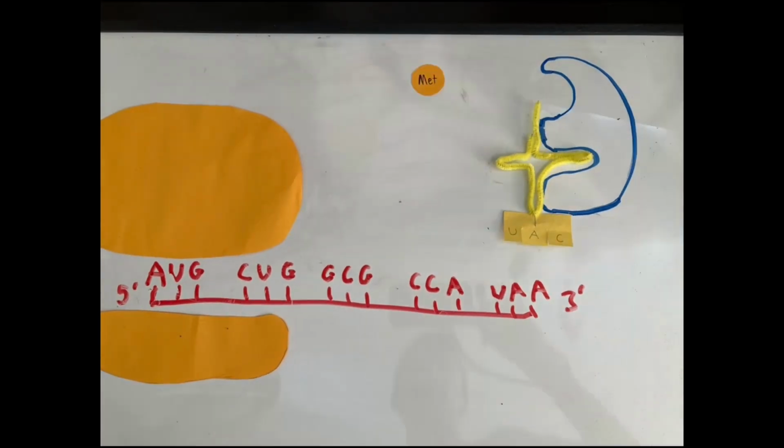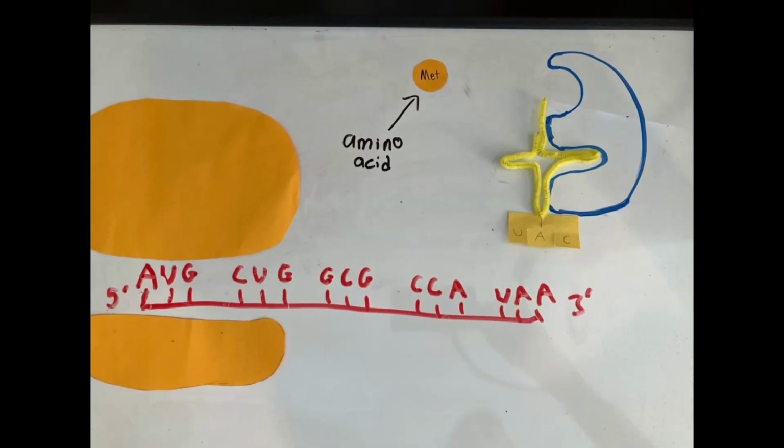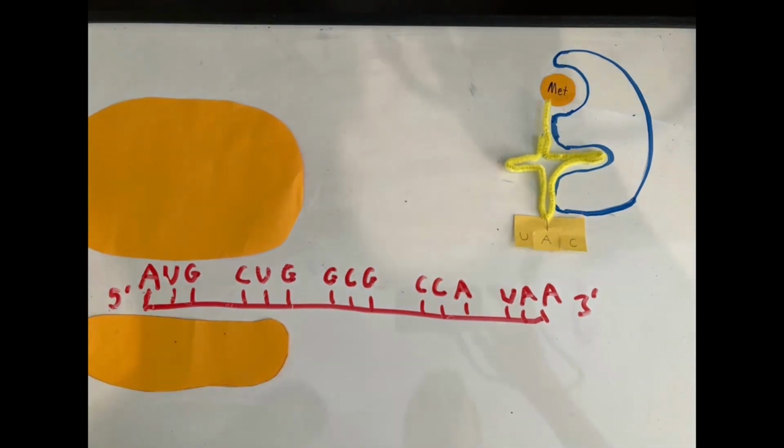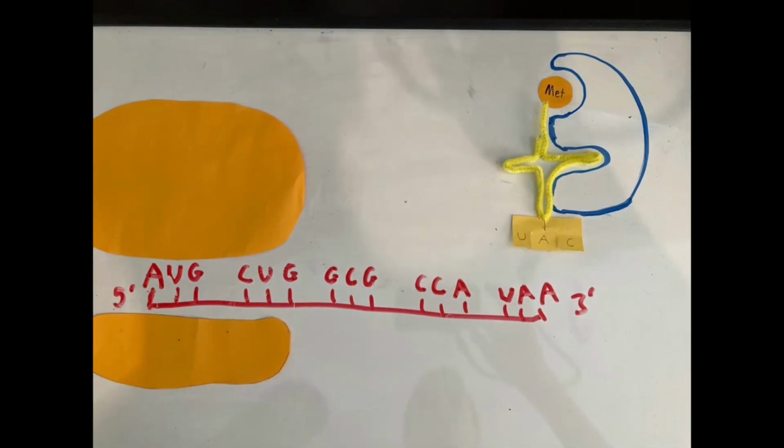The orange circle represents an amino acid. The amino acids are abbreviated to 3 letters. This amino acid is methionine. For initiation, a tRNA molecule and its matching amino acid get bound together by the enzyme aminoacyl tRNA synthetase.